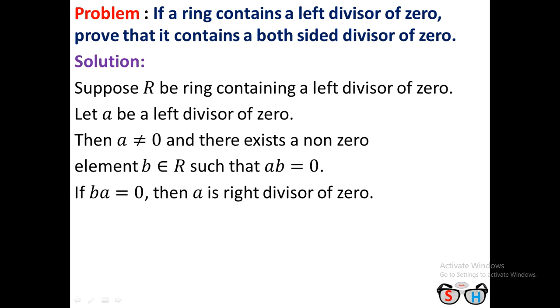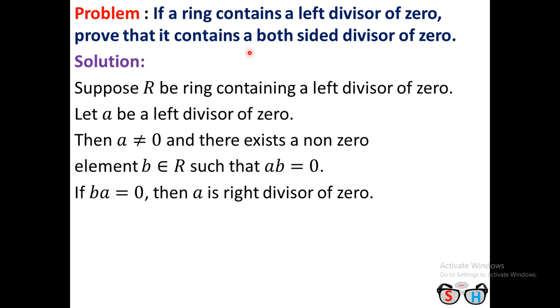Actually, divisor of 0 means if the multiplication of two non-zero elements is 0, then the elements are called divisors of 0. If the element is on the left side of the product, it is called a left divisor of 0, and if it is on the right side of the multiplication symbol, it is called a right divisor of 0. So here if B equals 0, then we can conclude that A is a right divisor of 0. Combining those two cases, we can conclude that A is a divisor of 0.